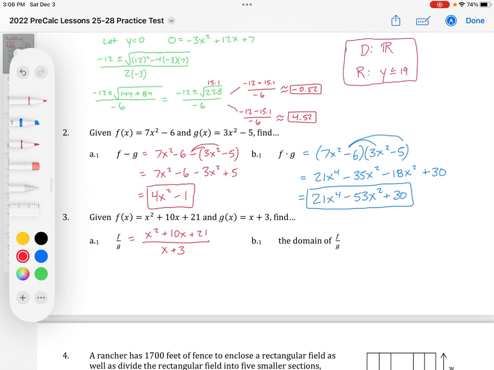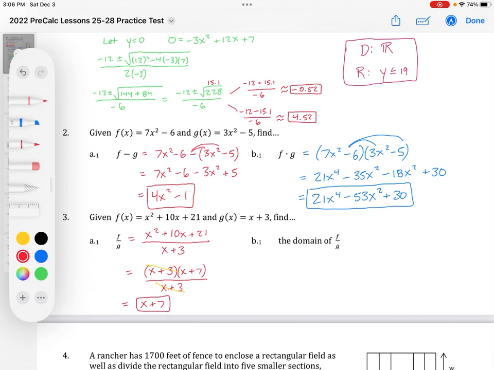Now, I noticed that first function, f, is actually factorable. So if you think of two numbers that multiply to 21 and add up to 10, that gives you x plus 3 and x plus 7. And then you still have the x plus 3 in the bottom. And in this case, these x plus 3's cancel, and you're just left with x plus 7 as your answer.